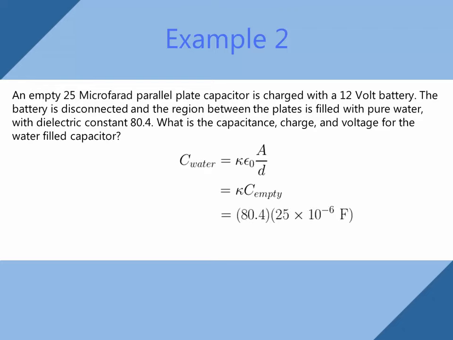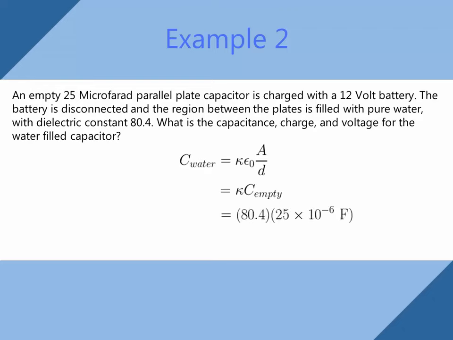The charge on our capacitor will not have changed because the battery has been removed. The charge will be whatever the charge was before the capacitor was disconnected. Using our old capacitance value and the voltage of the battery, we find that the charge on the capacitor is 3.0 times 10 to the minus fourth coulombs.